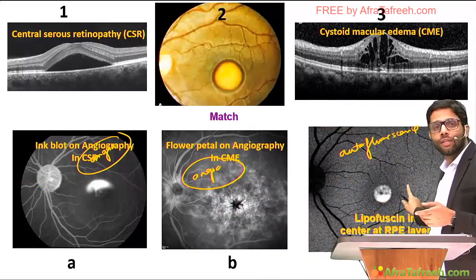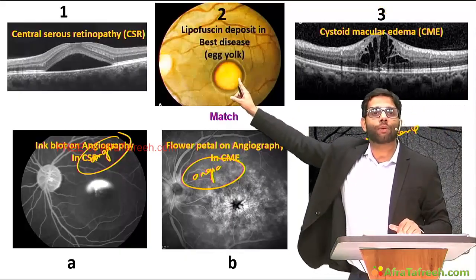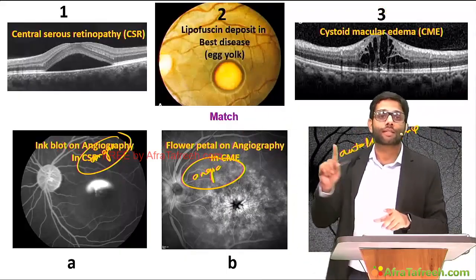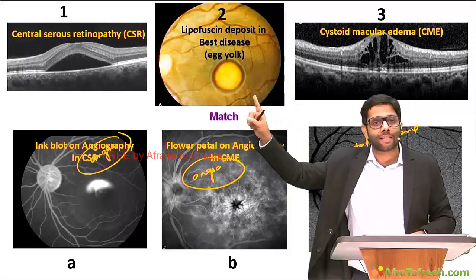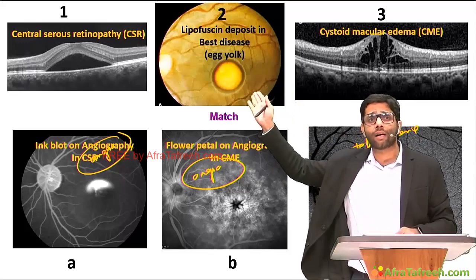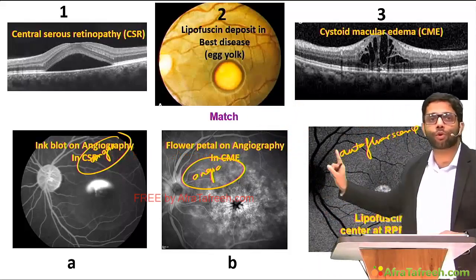Now lipofuscin in the central retina is seen in a condition known as Best disease. That is egg yolk appearance, but the vision is normal in egg yolk stage. Vision is decreased in scrambled egg stage. Best disease is a retinal pigment epithelium dystrophy. Central retina, the signs are more, the symptoms are less. Seen on autofluorescence because lipofuscin has a property of autofluorescence.